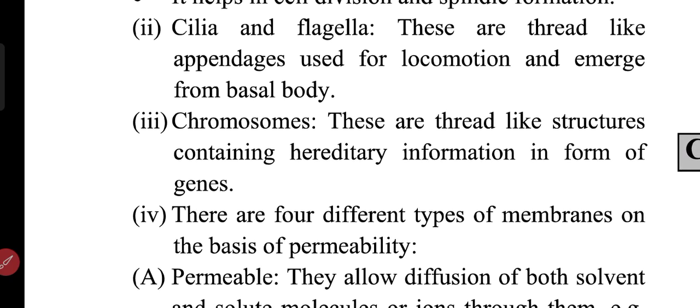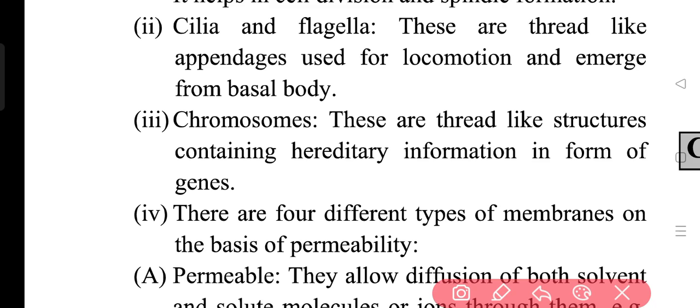Next, cilia and flagella. What are cilia and flagella? See this. These are thread-like appendages used for locomotion, arising from a basal body. So basically, cilia and flagella are thread-like apparatus used for locomotion. After that, what is a chromosome? These are thread-like structures containing hereditary information in the form of genes. Because chromosomes contain genes, they help in carrying hereditary information.